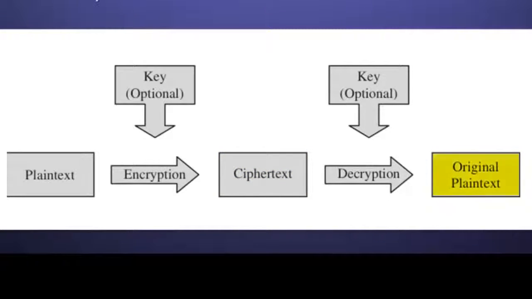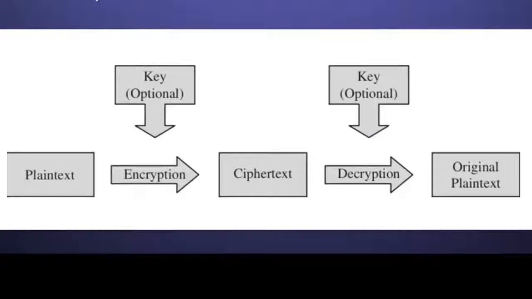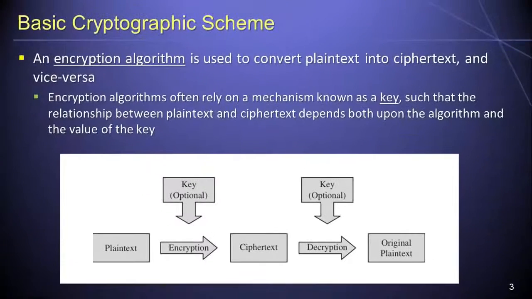The original unencoded version of the message can then be recovered by running the encoded version of the message, which is known as ciphertext, through a decryption algorithm. Note that encryption algorithms often rely on a mechanism known as a key. A key can be applied during the process of encrypting a message or during the process of decrypting a message, such that the relationship between the plain text and ciphertext versions of the message depends not only upon the encryption algorithm, but also upon the value of the key.